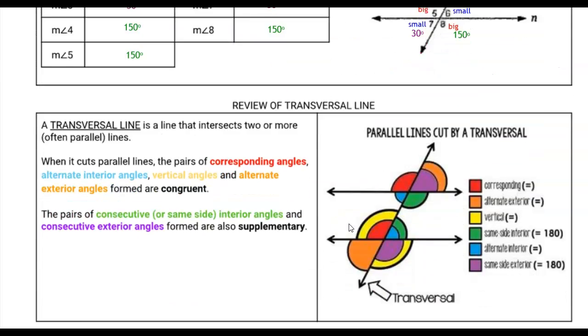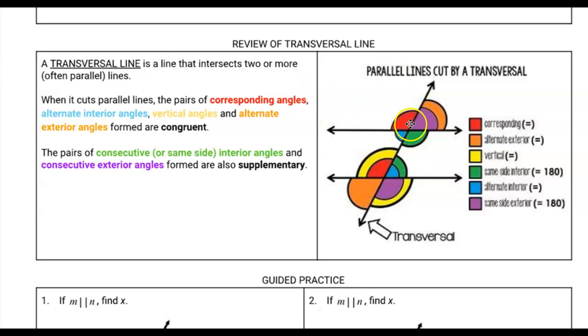All right, to review transversals, we saw this graphic already. It's just a color-coded graphic that identifies these different types of angles. Corresponding angles in red, alternate interior angles in light blue, sky blue, or cyan, vertical angles in yellow, alternate exterior angles in orange, etc. You would do well to memorize this diagram. But if you don't want to memorize the diagram, you should create flashcards with these different definitions.